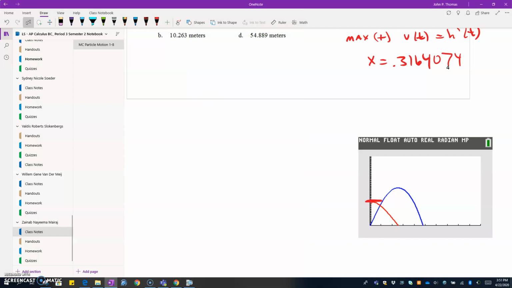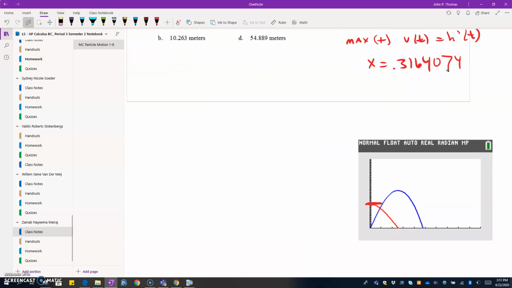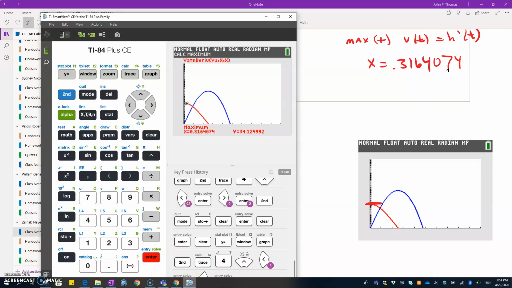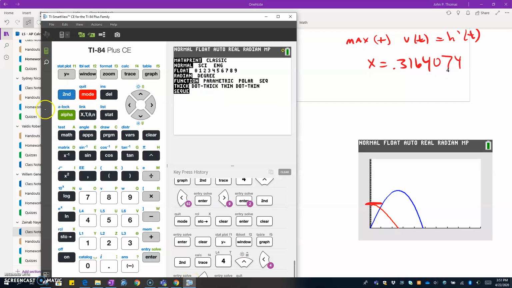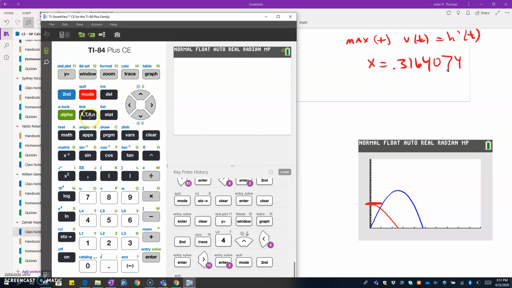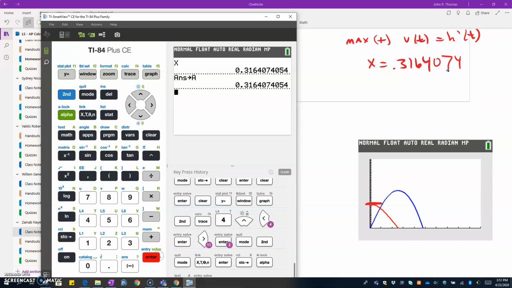All right, so those are my x values. Now, this said what is the height at that particular time. All right, so I'm going to lean on the calculator again. I'm going to quit out. All right. I'm going to hit x. And you'll notice that when I do that, I get that 0.316704 that we had. All right, and I'm going to store this in A. All right, so that value is in A.